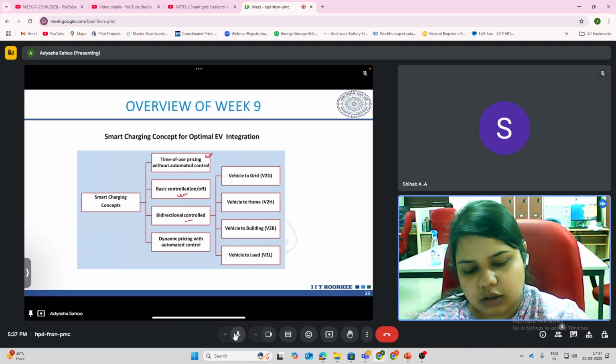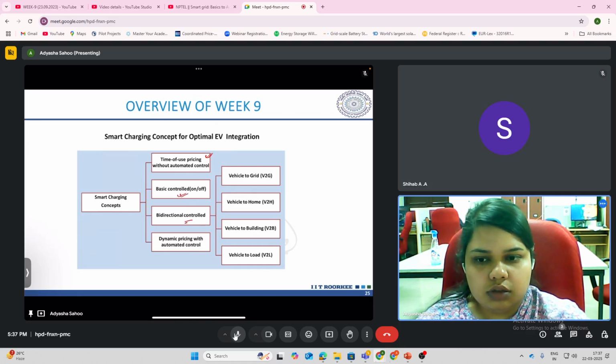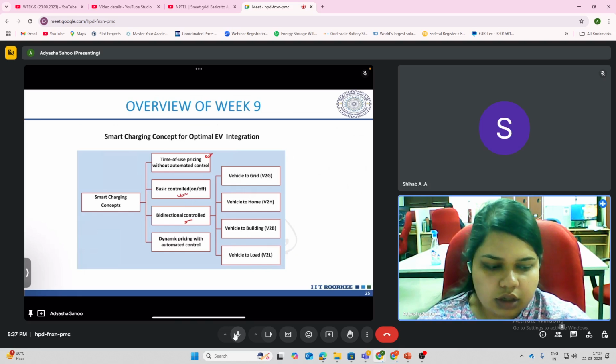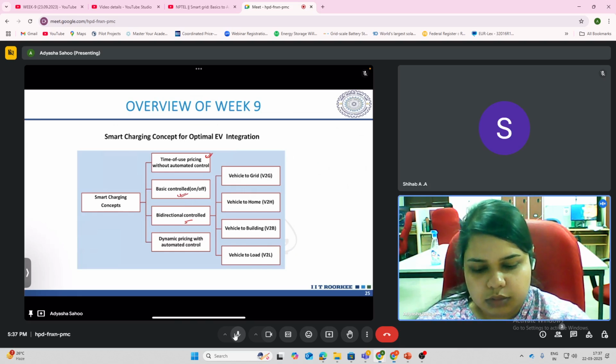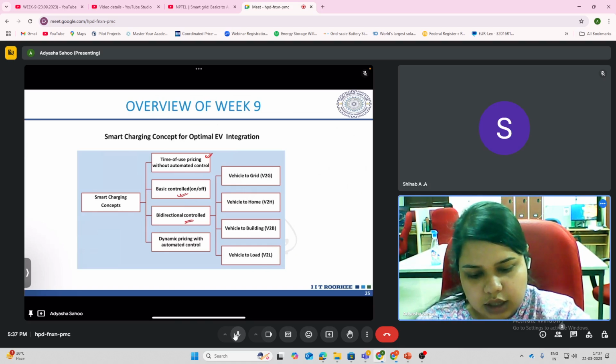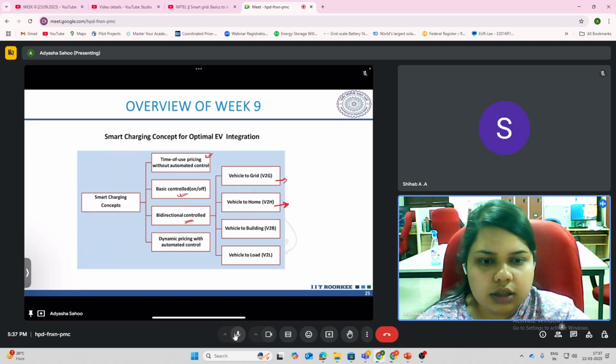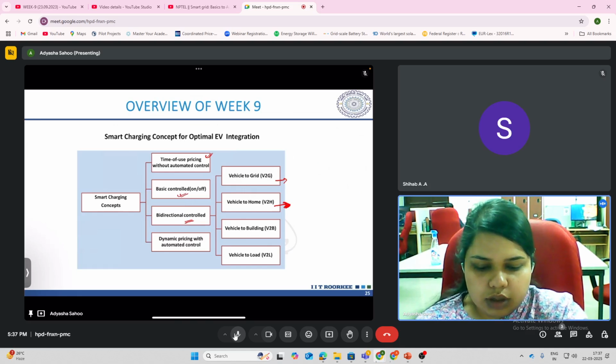Then in the bidirectional control, you are doing both vehicle to grid as well as grid to vehicle. Means bidirectional power is given to the grid, and it is also injected and absorbed from the grid. So there are different types. Either the vehicle can be used to give services to the grid, or it can be used as a critical backup for the home. Let's say you have charge in your EV and a power cut has happened in the home, so you can use that battery for your home application also.